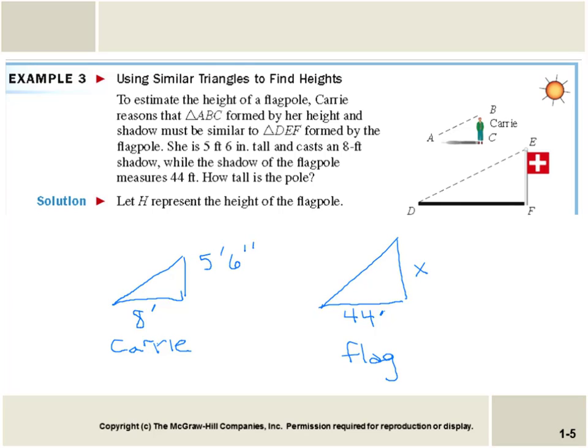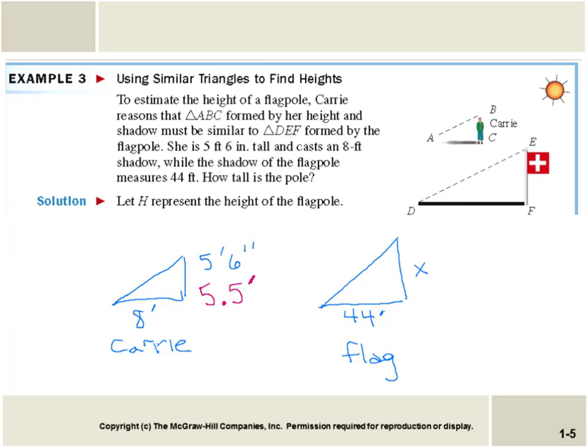So we have 5 feet 6 inches tall, which means the best thing to do, since everything else is in feet, is to make her height all in feet. So how can I do that? Wouldn't that be 5.5 feet? Yeah, 5.5 feet, because 6 inches is a half of a foot.